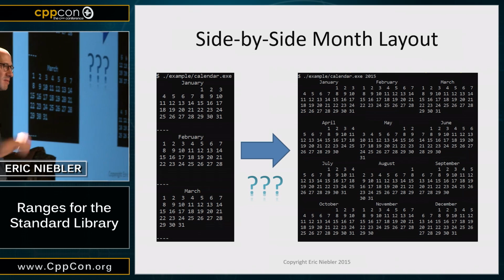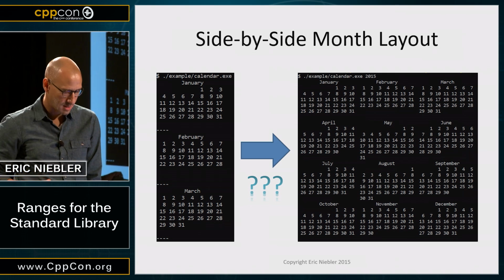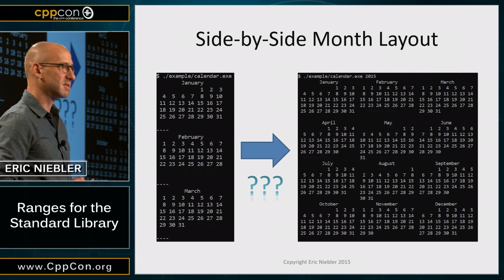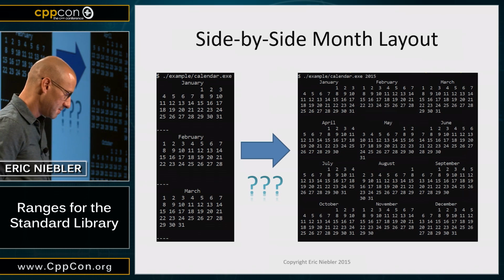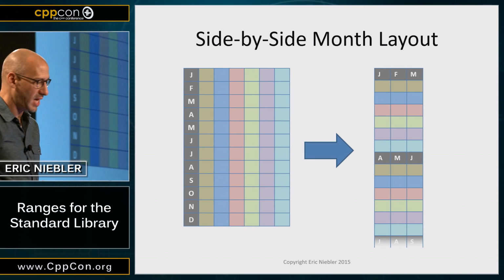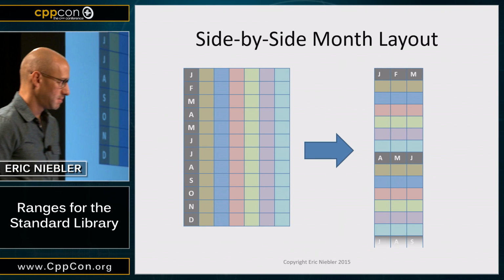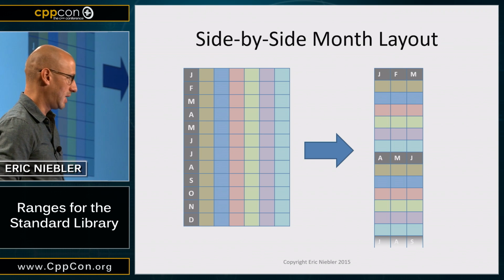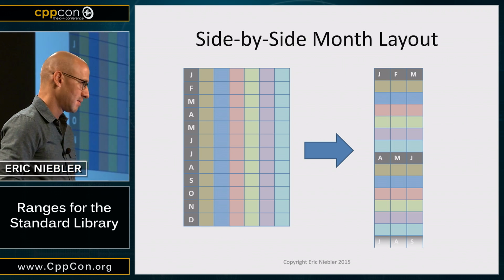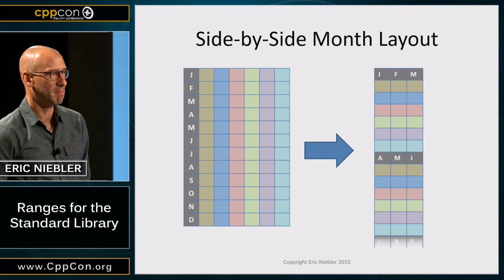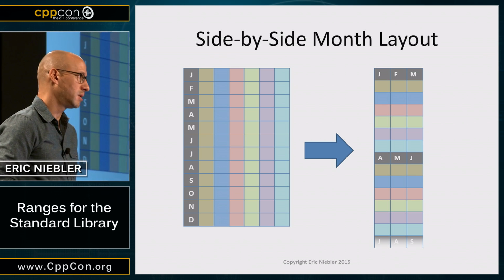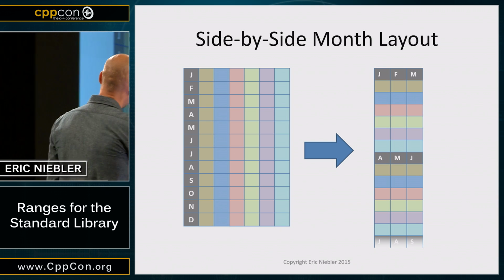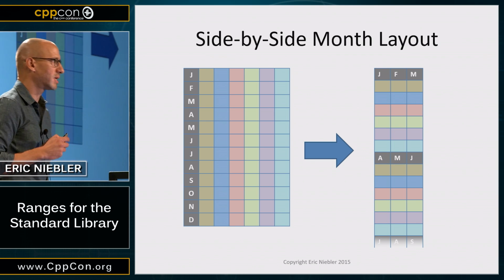Okay. Side-by-side layout. We need to get from the left to the right. And it's actually a little bit easier than it looks, I think, at least conceptually. Because what we have is a range of ranges. That is, we have a range of months. Each month is a range of strings. Each string is a week. You can kind of think of a range of ranges as a matrix, right? So we want to get from the matrix on the left to this matrix on the right.